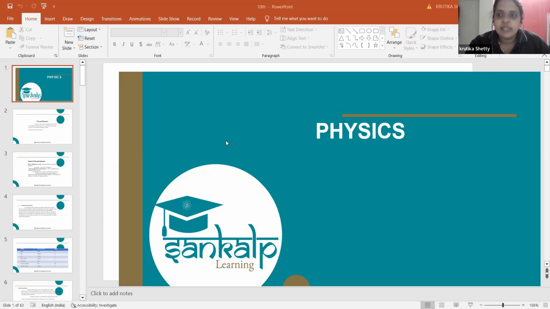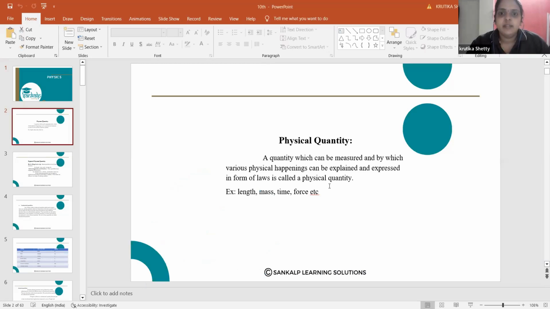So in physics we are using some terms. What are those terms? Let us see. First I am going to tell you about the physical quantity. So what is physical quantity? A physical quantity means a quantity which can be measured and by which various physical happenings can be explained and expressed in the form of laws.